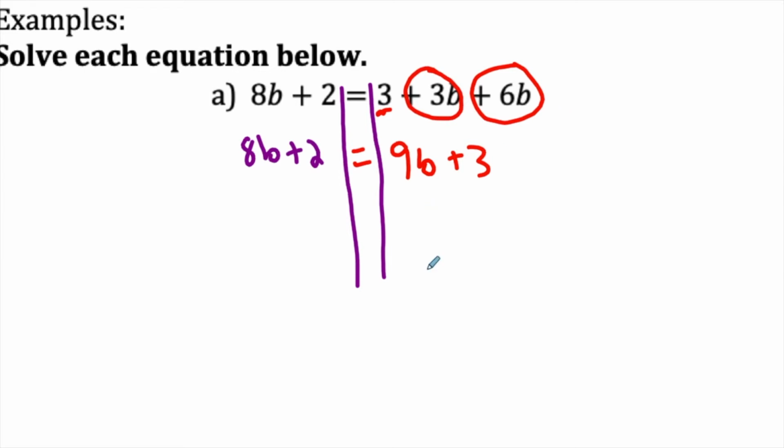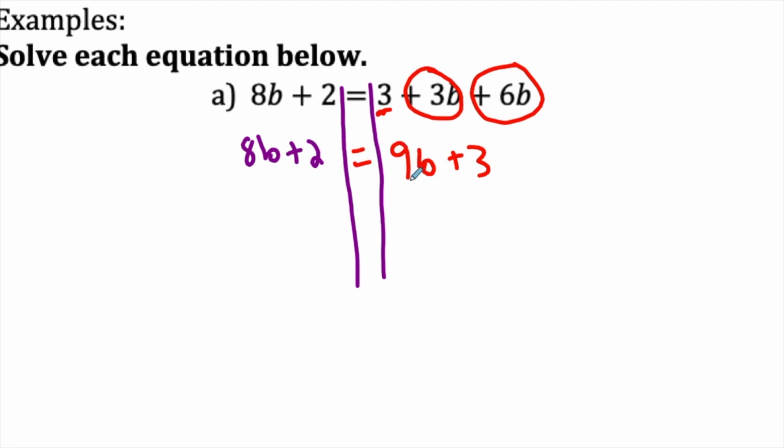Okay, now I am ready to start moving things around, and here is what's different on these notes. We are now moving variables. So if you see here, I have an 8b and I have a 9b. Now, in the bell ringer and the previous problems, we tried to separate the variable from the number. But that's not what we're doing here. What we're doing here is we're moving the entire term.